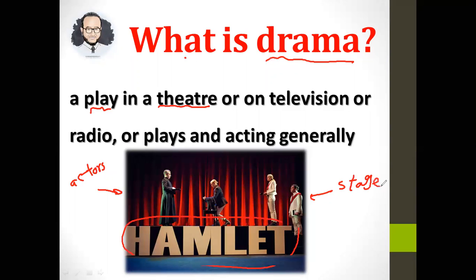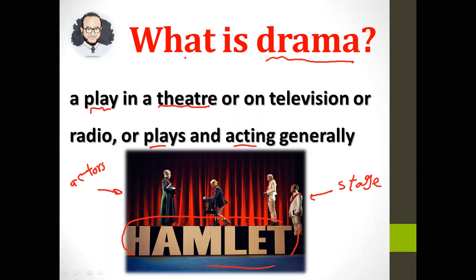So if you want to define the word drama, you can say it's a form of literature, and it can be represented in the form of performance on the stage, or you can watch it in a theater. A play here as a noun, not as a verb, in a theater or on television or radio, or plays and acting generally. We call this drama.